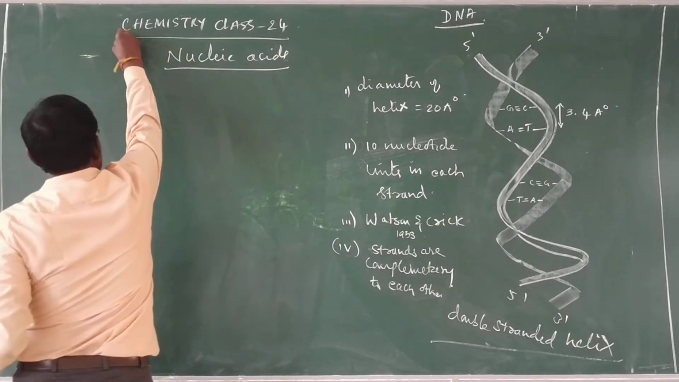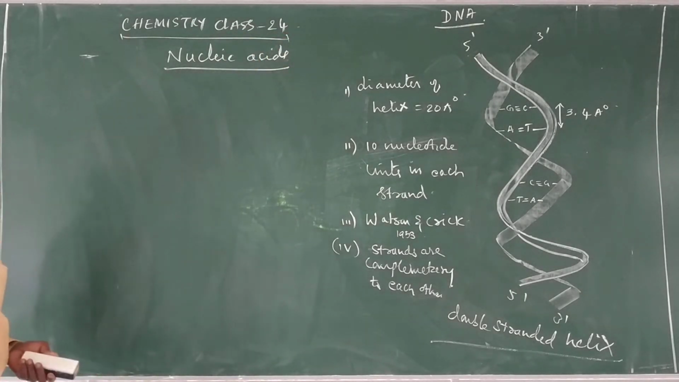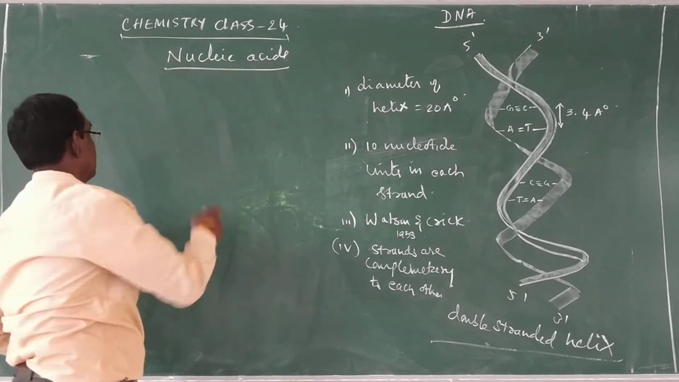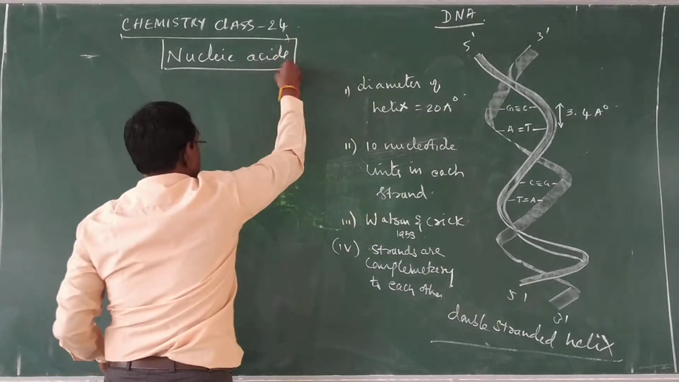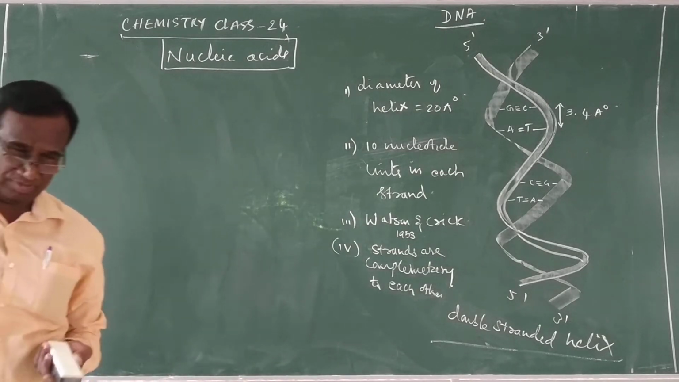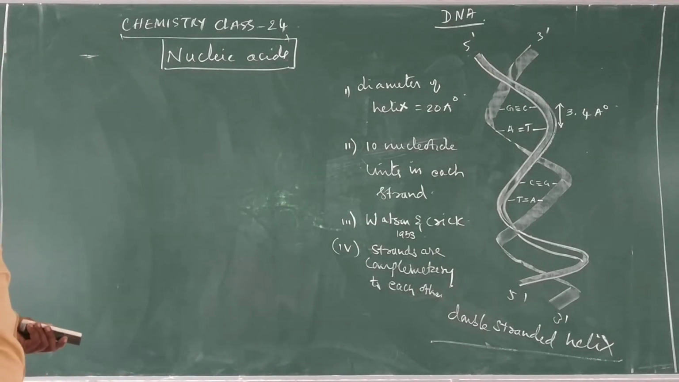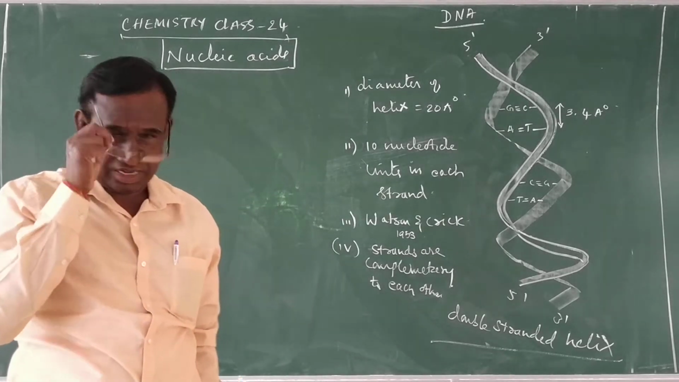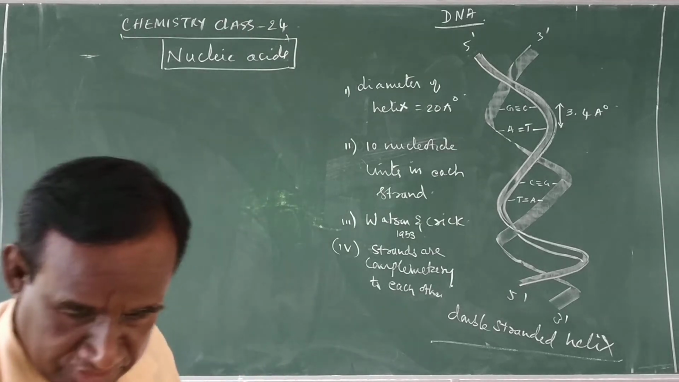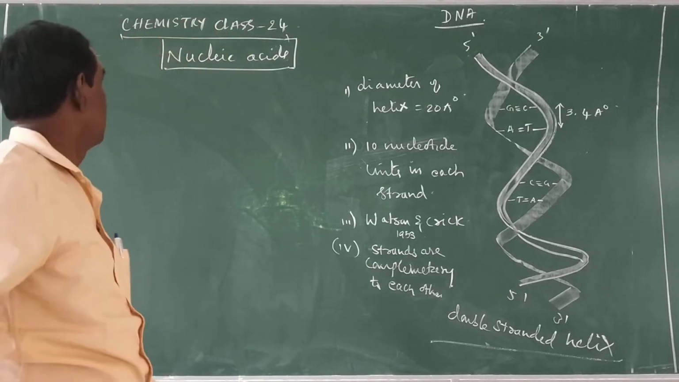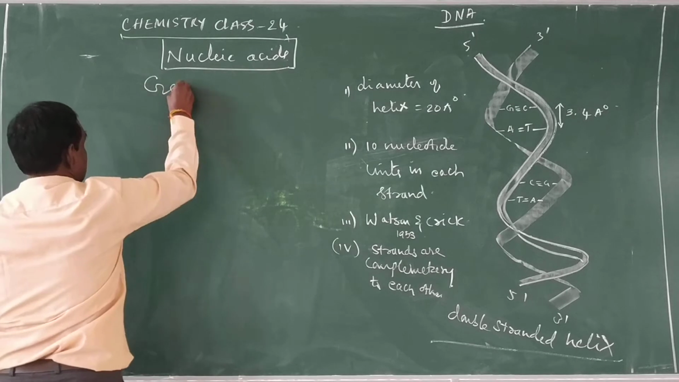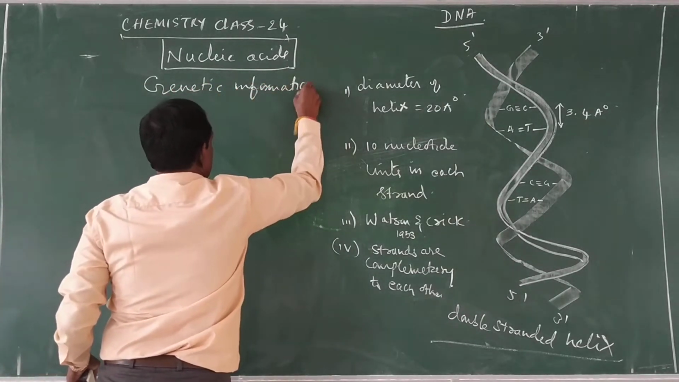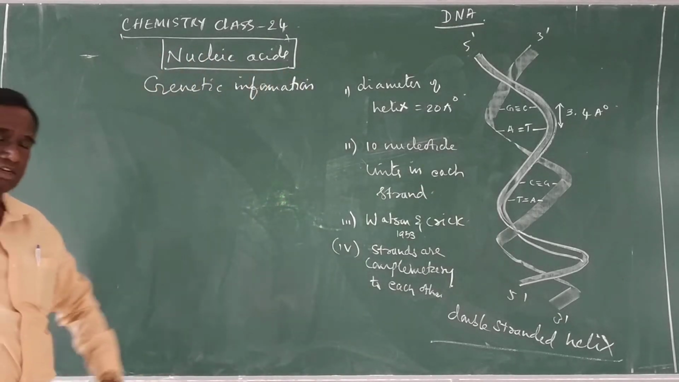Yes, friends, it is chemistry class number 24 and we are starting the new chapter, nucleic acids. We know that nucleic acids are biopolymers which play an important role in the transmission of genetic information from one generation to another generation.